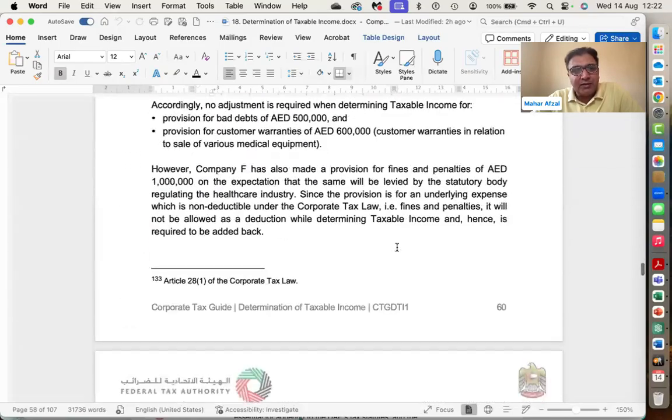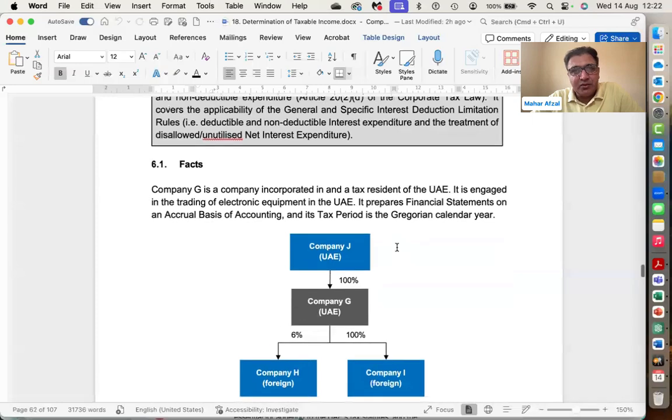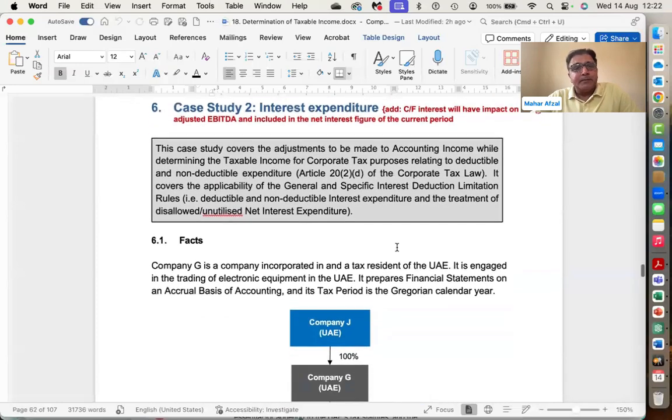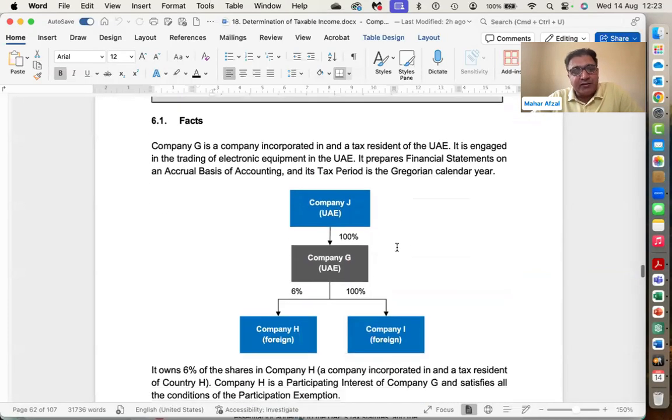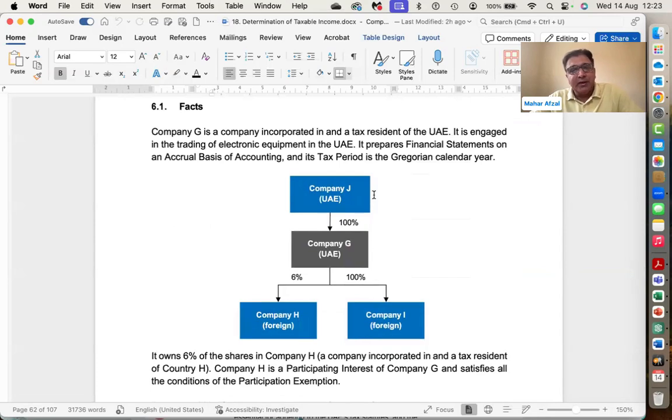You can go through all these notes because time is very limited, so I'm going through very quickly. Interest expenditure, these are the facts. Company J owns 100% of company G. Company G owns company H out of UAE, and company G owns company I out of UAE.